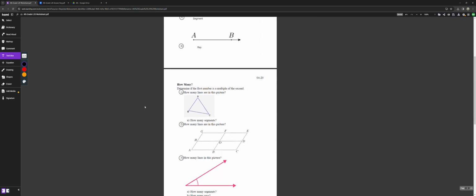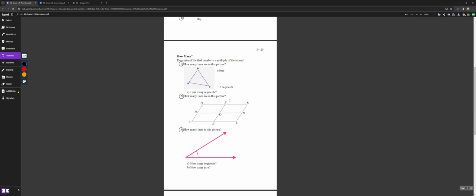And for the next section, how many lines are in this picture? There would actually be 0 lines in this picture because none of the lines shown are continuous. And for part A, how many segments? There would actually be 3 different segments. Those 3 segments are AB, BC, CA.